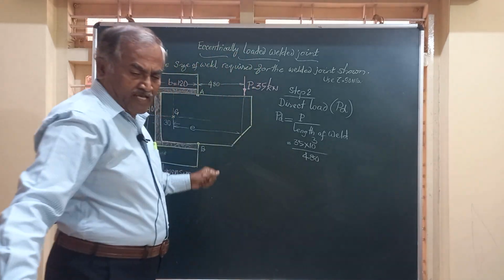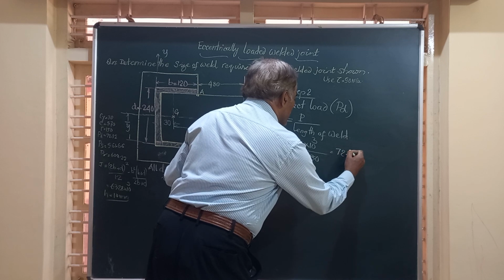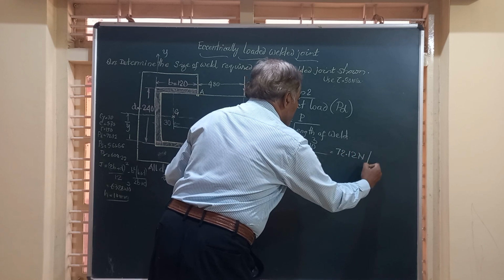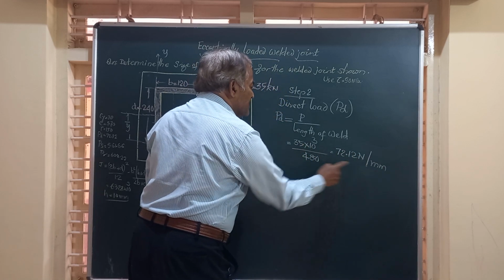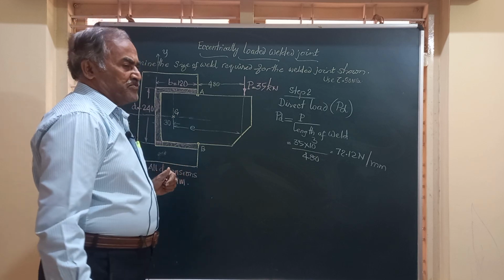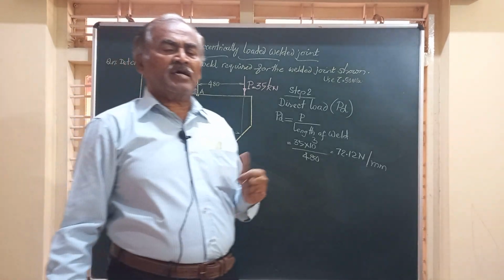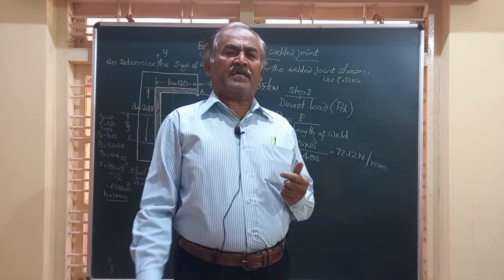72.12 is the answer. 72.12. It is Newton per mm because the load is in Newton and the distance is in millimeter. That is the value of PD. Friends, now next arises the question, where does this load PD act?